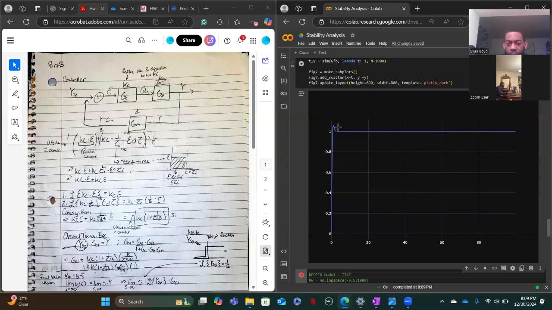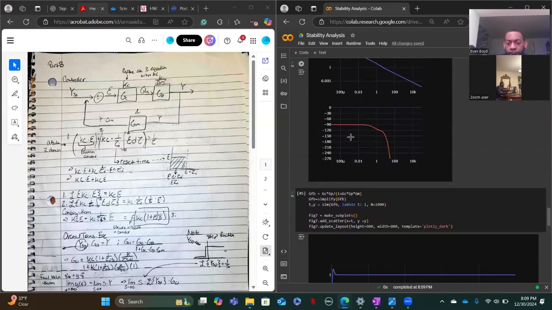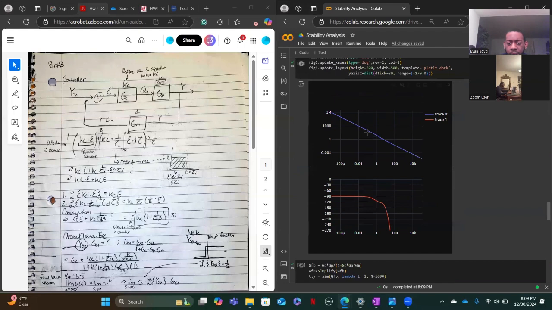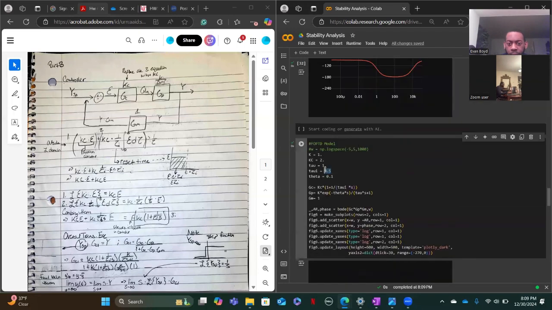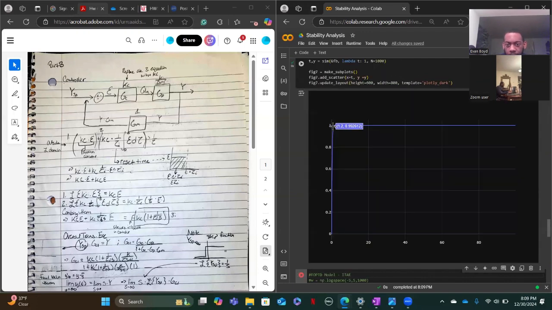It's more stable. It still takes a little while before it reaches one, around 2 seconds. It's not instantaneous, but it does stabilize. Let's try one. So if our tau I is one, oh perfect. When our tau I is one, it will become more optimal.